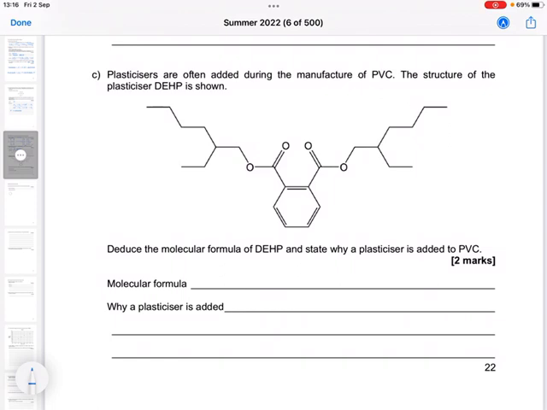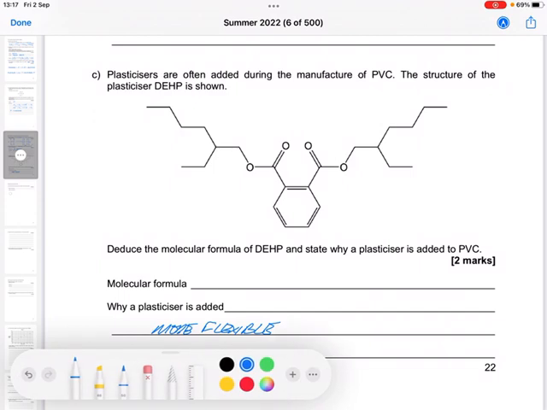So let's do why the plasticizer is added first, because that's going to be the easiest bit. We know that it makes it more flexible. So it acts as a kind of lubricant between these long molecular chains or polymers. So let's see if we can work out the molecular formula for this then. So just going to cross it through as we go through.